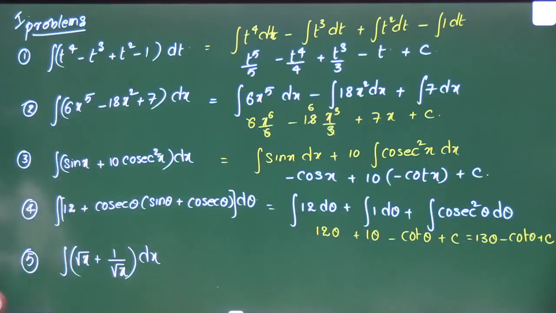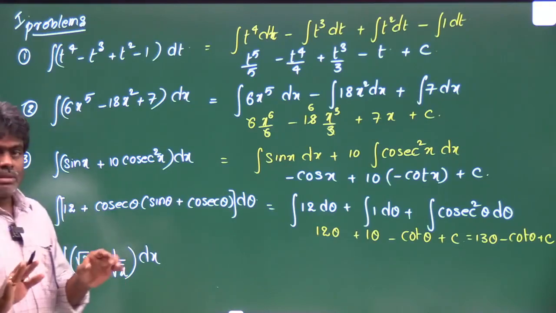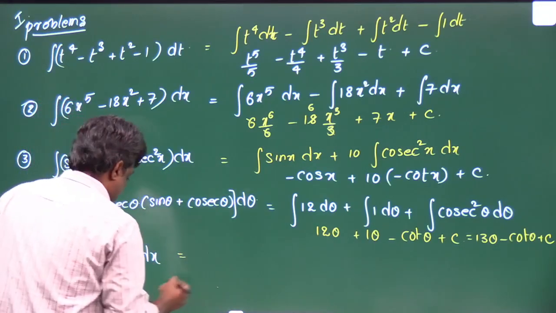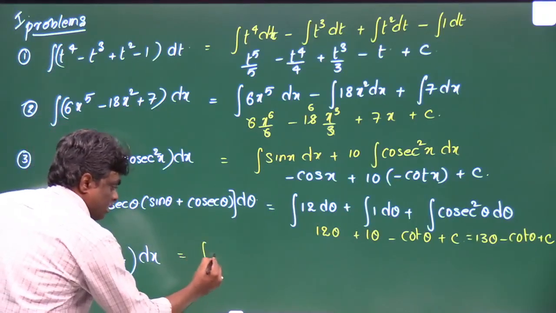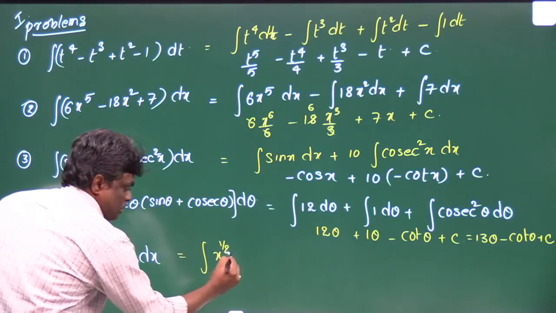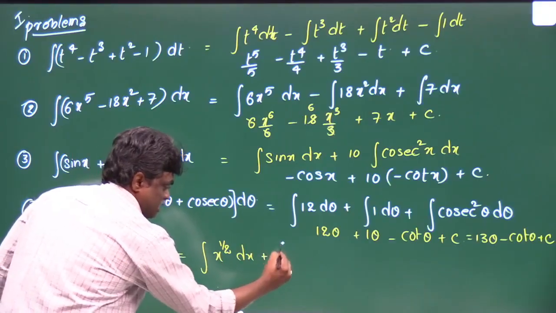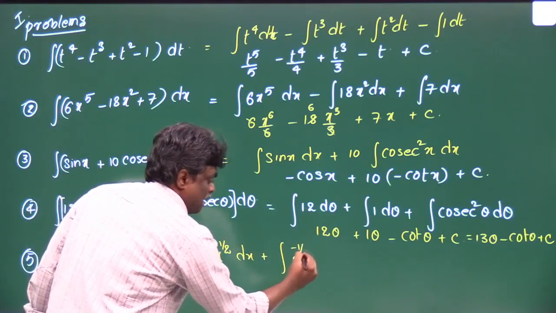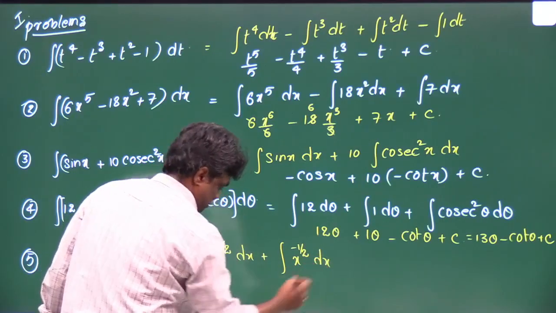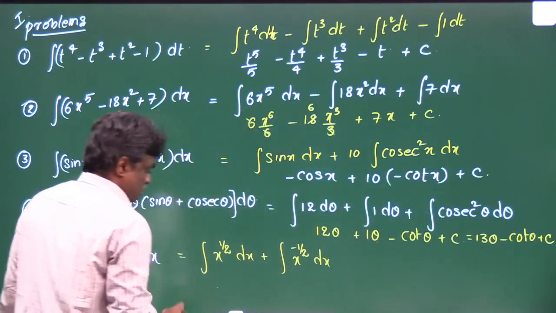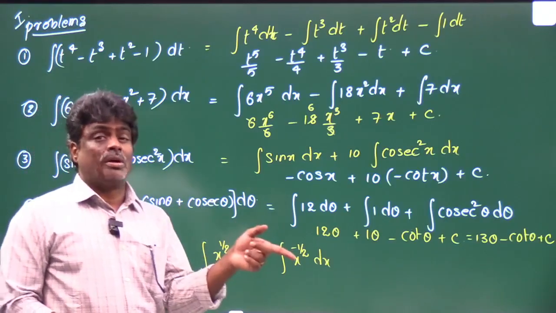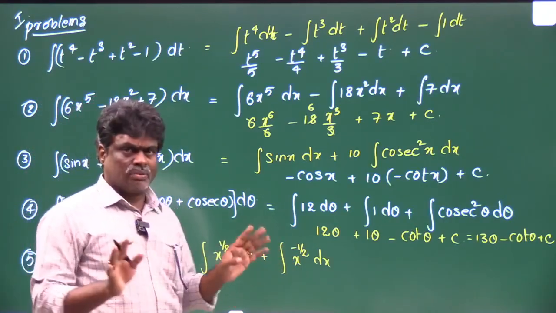And here we have the next one, integral root x plus 1 by root x dx. Just pause the video and do it yourself, and after that check the answers. First rewrite this integral, let me write it as x power 1 by 2 dx. First split it, integral, this is 1 by root x, that's why I am taking x power minus 1 by 2 dx. Okay, so now same formula as usual, x power n, so n should not be minus 1, n can be minus half, no issue.